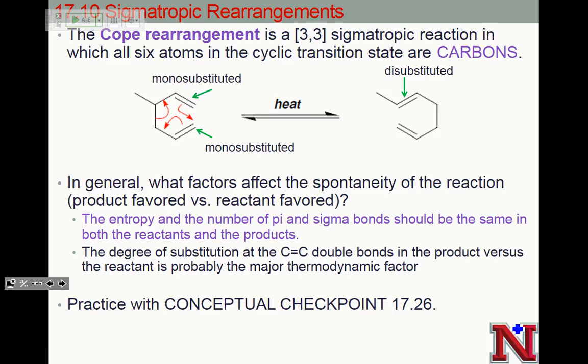So keep that in mind. We do have free rotation. In our other examples, that wasn't necessarily the case, but here it is. So what we see in this case, 85% is going to be in this particular structure, just because the pi bonds are more stable.